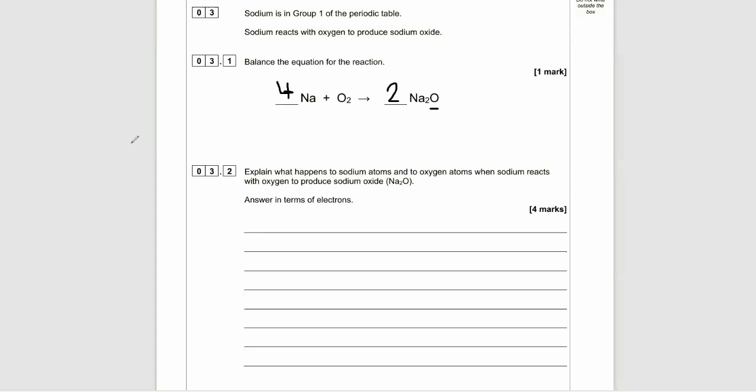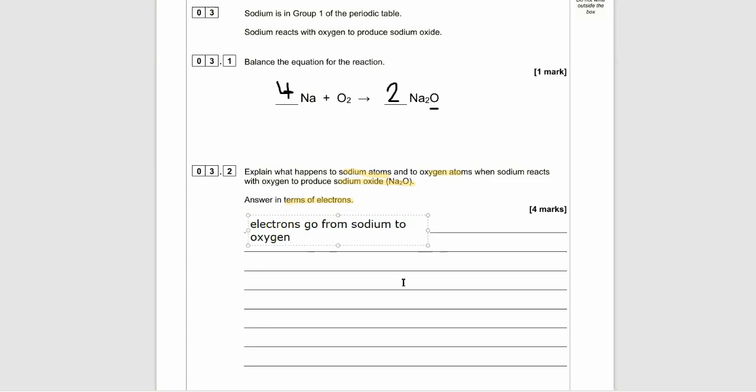Right, let's do 3.2, 4 marks. Explain what happens to the sodium atoms and the oxygen atoms when sodium reacts with oxygen to produce sodium oxide. Answer in terms of electrons. Now, these are very common in AQA to explain what happens when you form an ionic bond. Okay, so what we want to say is where the electrons have come from and who they're going to.